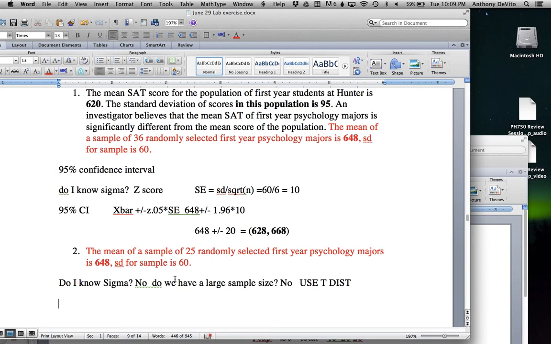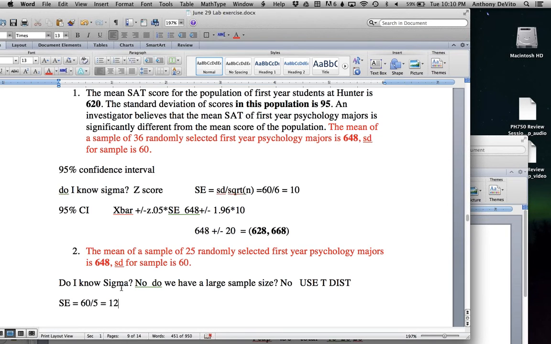Okay, so let's go ahead and do that now using the t-distribution. First thing I'm going to do is calculate my standard error. We automatically now have a difference in our standard error because we have a smaller sample size, and standard error is based on the sample size. Standard error is equal to the standard deviation for the sample, which is 60, because we have nothing else to base it on if we're not given sigma, divided by the square root of the sample size, which is 25. The square root of 25 is 5. So now the standard error is equal to 12.